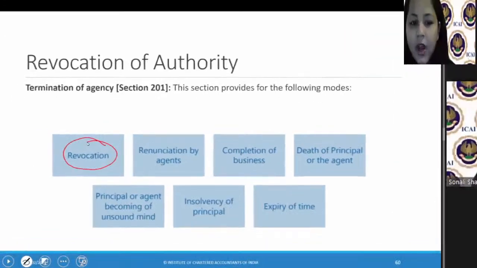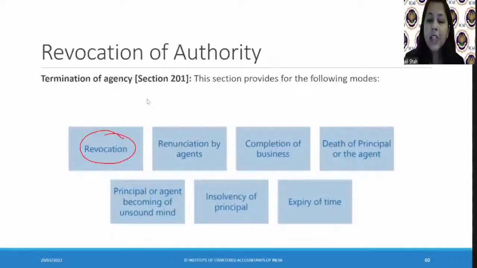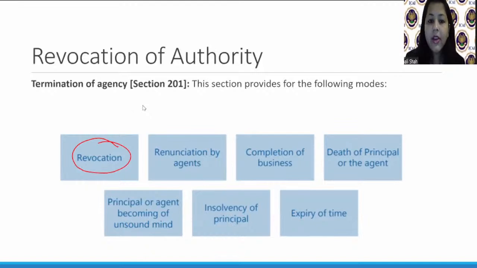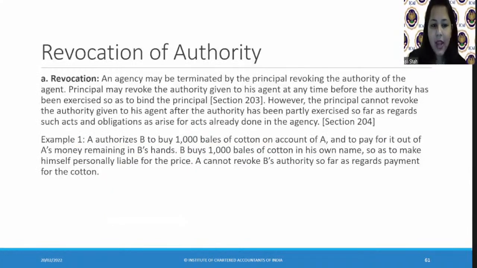You can put in your answers in the chat box. What is meant by revocation? So what is meant by the word revocation? Revocation means to revoke, to take back. So the principal, because he has given the authority, he can take back the authority as well.